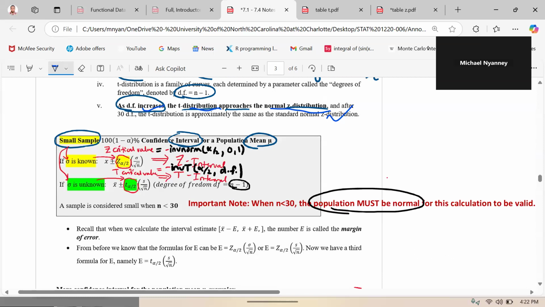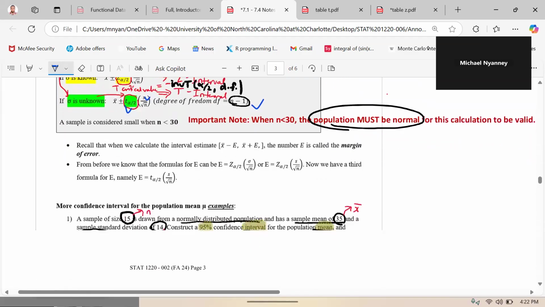Although if you have a small n, but the population standard deviation sigma is known, we still use the Z. But if n is small and the population standard deviation is still not known, then we use the T. Since we don't know sigma, we use S to estimate it. And the degrees of freedom, note, is n minus 1. So this is the small sample consideration.